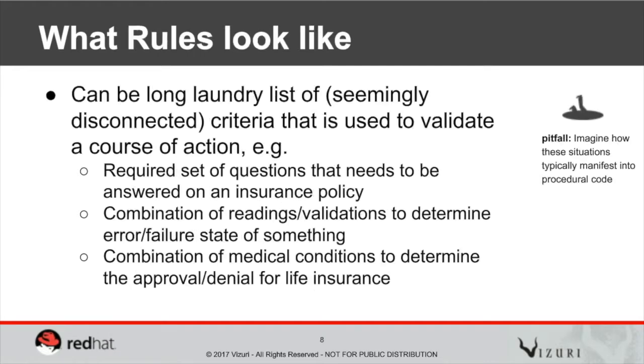So what do rules look like? It can be a long laundry list of seemingly disconnected criteria that is used to validate a course of action. Again, some good examples. As you're going to see later down in our demo, it can be something like a set of questions that needs to be answered for insurance policy, a combination of readings, validations to determine error or failure of something specific, or in the medical industry, a bunch of medical conditions to determine the approval or denial of a life insurance policy.